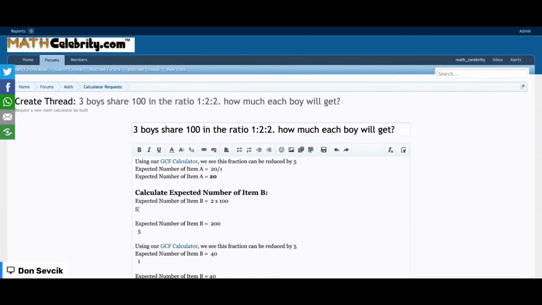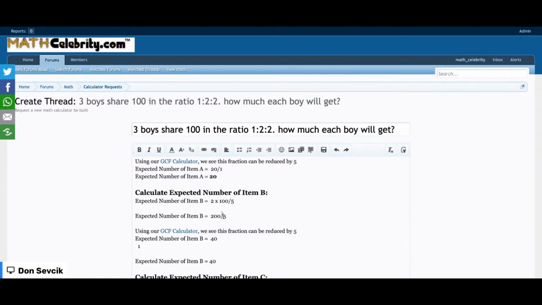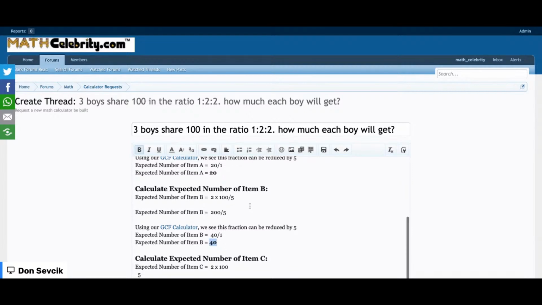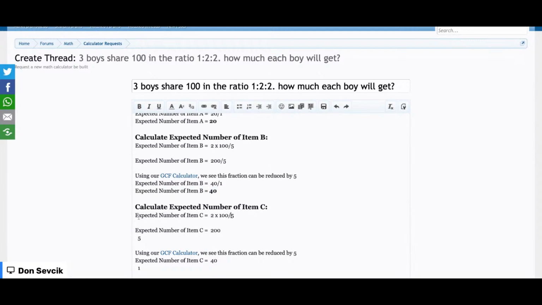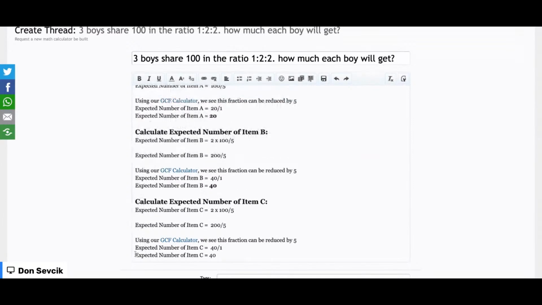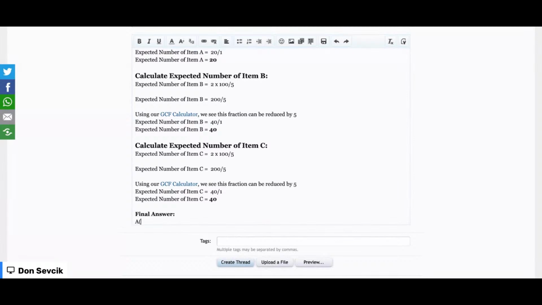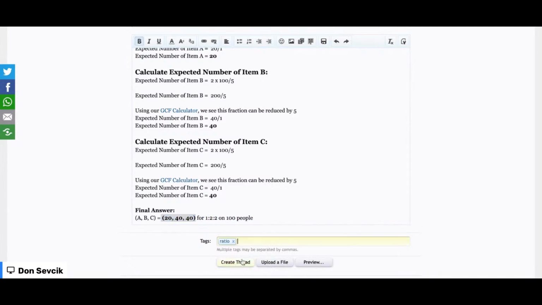We do the same thing here, but this time the second ratio is 2. So we've got 2 times 100 over 5, just 200 over 5. Simplify that as 40 over 1, and expected number of item B is 40. C is the same as B because it also had a ratio of 2 in the 1 to 2 to 2. We got 200 over 5, simplified to 40 over 1, and we've got 40. So our final answer, A, B, C equals 20, 40, 40 for 1 to 2 to 2 on 100 people. Okay, that's how you do that ratio, and we are done.